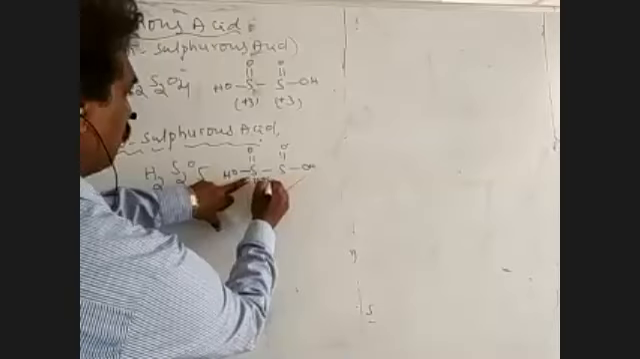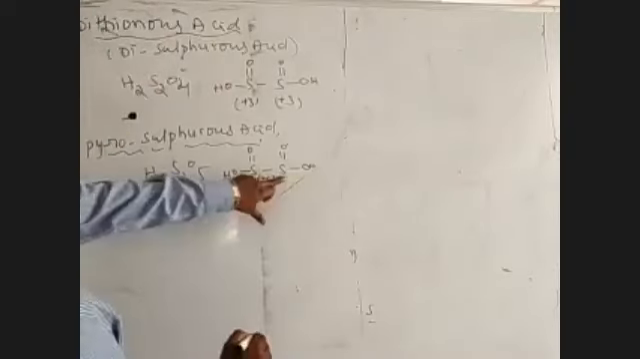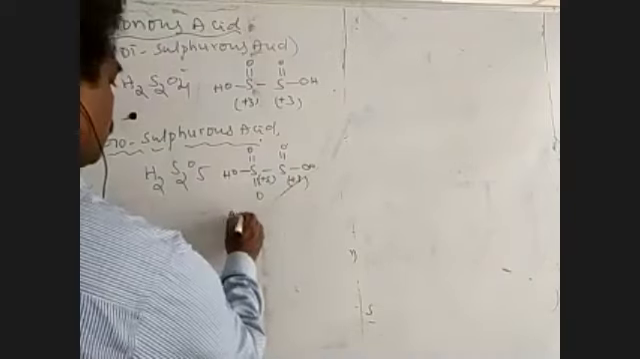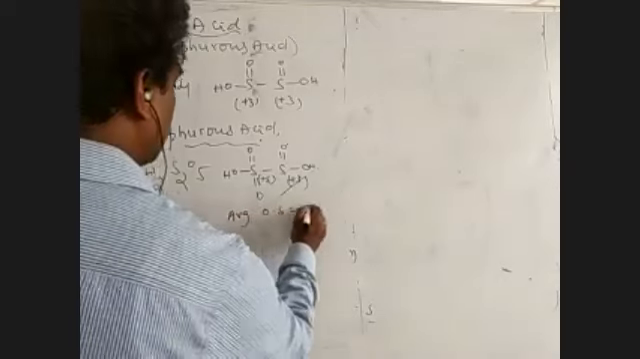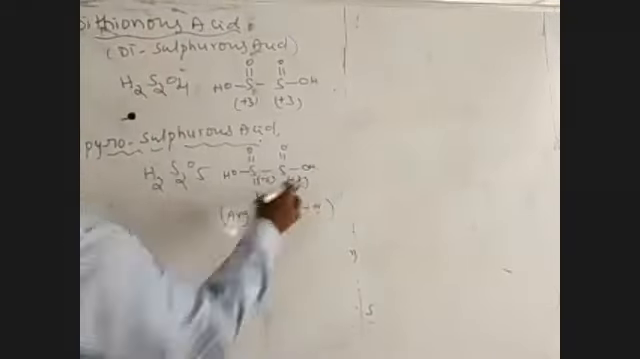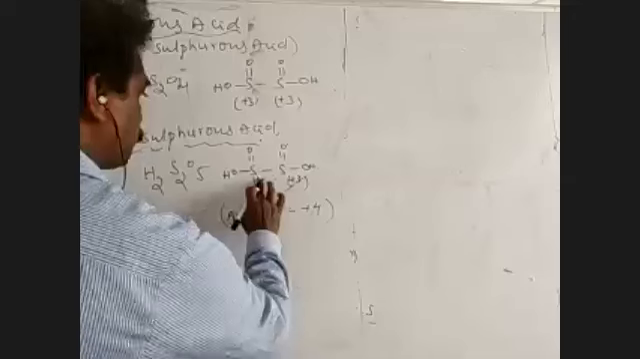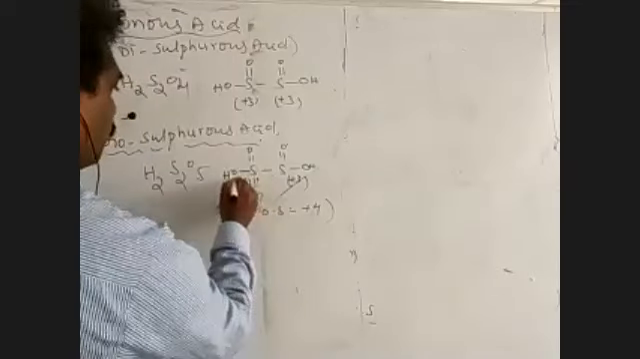H2S2O5. In the 2 sulfur atoms, the oxidation state of this sulfur is equal to +5 and the oxidation state of the other sulfur is +3. One of the sulfur has +5 and the other sulfur has +3. The average oxidation state of sulfur is +4, that is, plus 5 plus 3 by 2, equal to plus 4. Here this one is the sulfur having plus 5.